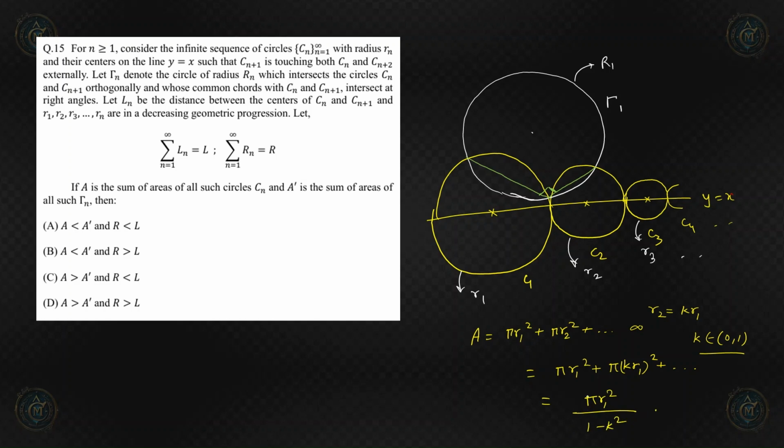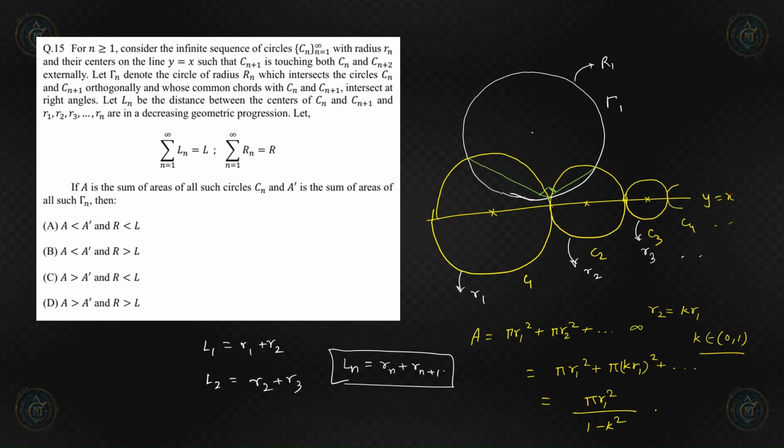Now let us discuss this infinite sum of Ln. Let us try to find a general expression for this Ln. So L1 will be what? L1 will be the distance between the centers of C1 and C2, that means r1 plus r2. L2 is the distance between the centers of C2 and C3, that means r2 plus r3. That means Ln is simply rn plus rn plus 1.